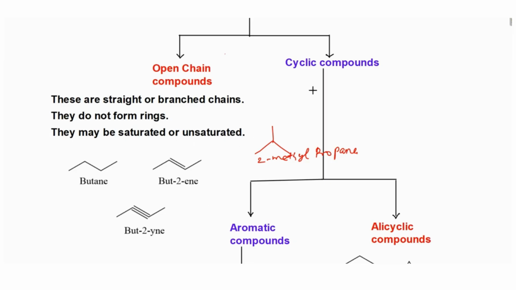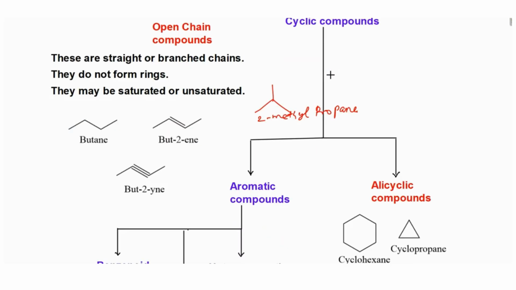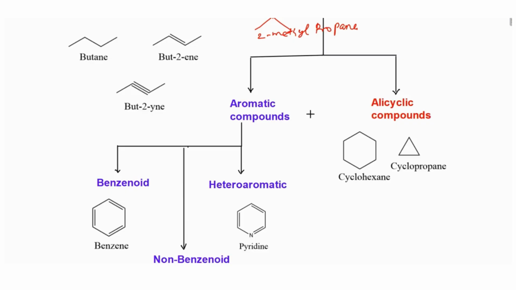Now let us come to the cyclic compounds category. Here these compounds may be classified into two categories: aromatic compounds and alicyclic compounds. Let us finish the alicyclic first. Alicyclic: the word 'ali' comes from aliphatic, and that is a cyclic compound. So these compounds resemble aliphatic compounds, but they are cyclic in nature. That's why we call them alicyclic compounds. Examples are cyclohexane and cyclopropane.